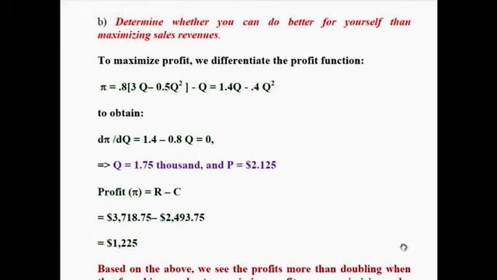The second question asks whether you can do better for yourself than maximizing sales revenue. To maximize profit, we differentiate the profit function. We call the profit function pi equals 1.4q minus 0.4q squared. The differential of 1.4q is 1.4. The differential of 0.4q squared is 0.8q.